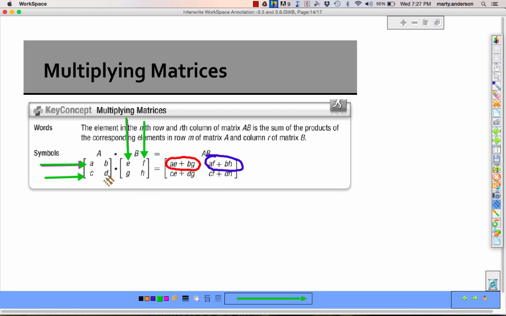C times E plus D times G. And then we'll end up adding it up. And lastly, we've got second row, second column. Second row, second column gives us our element that is our second row, second column: C times F plus D times H.